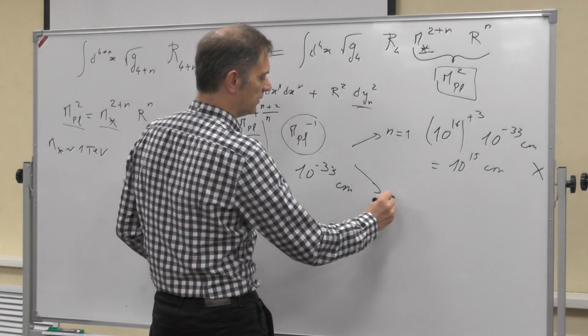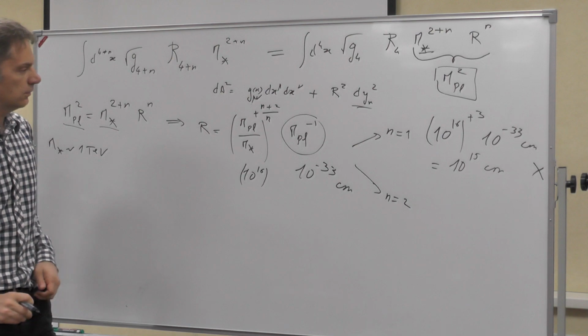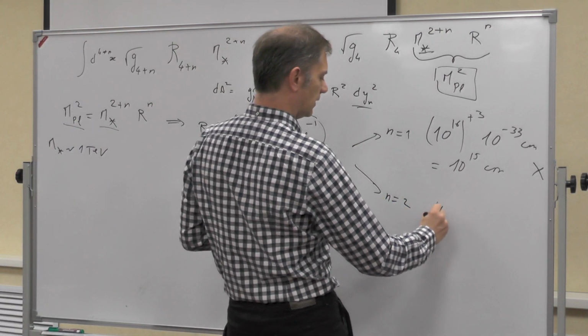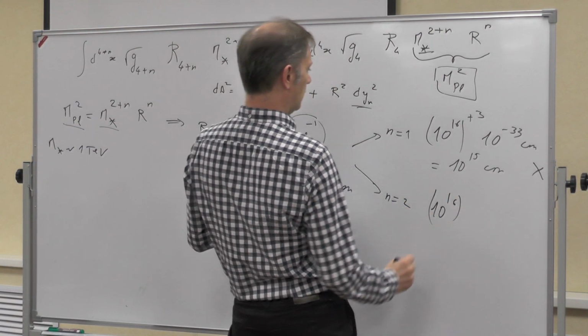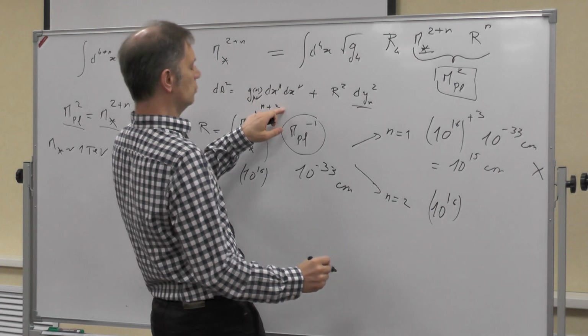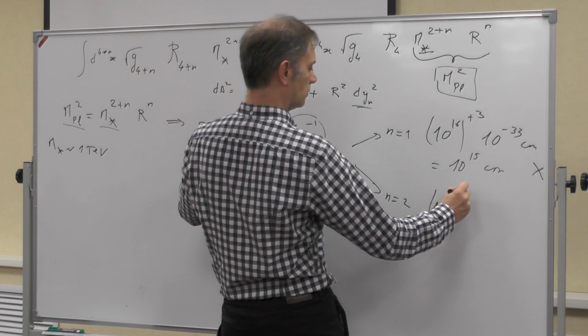So now you can repeat this exercise for n equal 2. So for n equal 2 it will be 10 to the 16, to the power 2 plus 2 is 4, divided by 2.